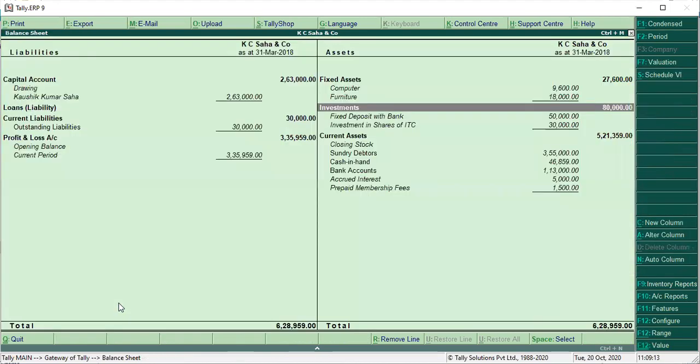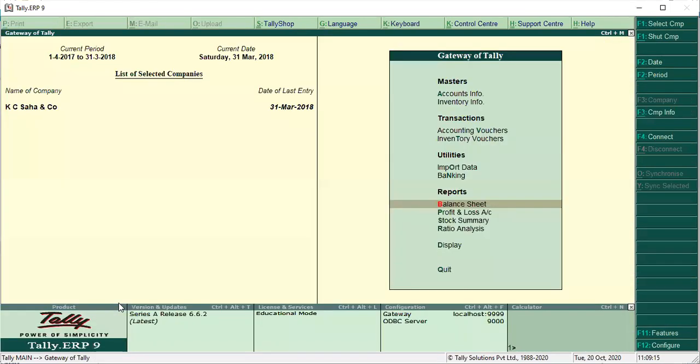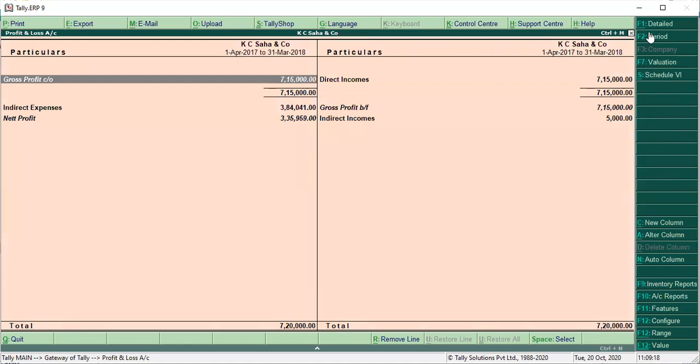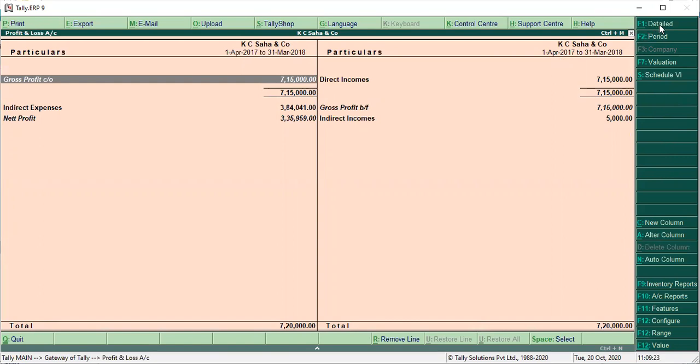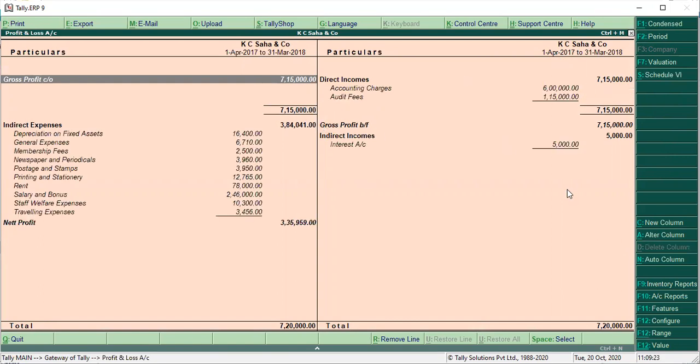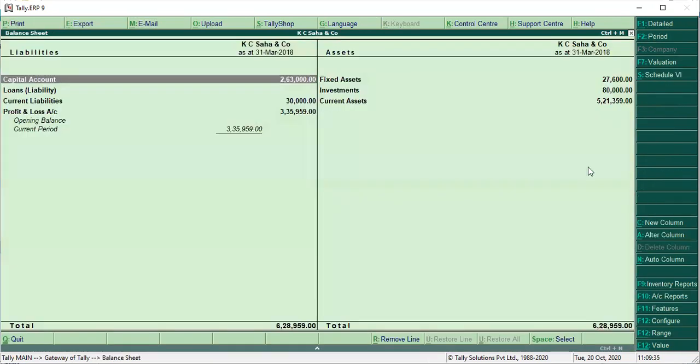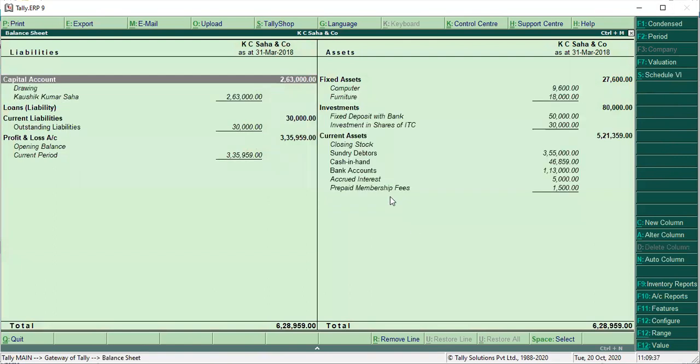So now you can go here and see that amount. In the indirect income, that is interest account, it is 5,000, receivable. Clear? So this 5,000 is in the interest account, and you can also go to the balance sheet and check in the current asset. That is accrued interest, 5,000 rupees. Clear everyone? Yes. Did the others understand?